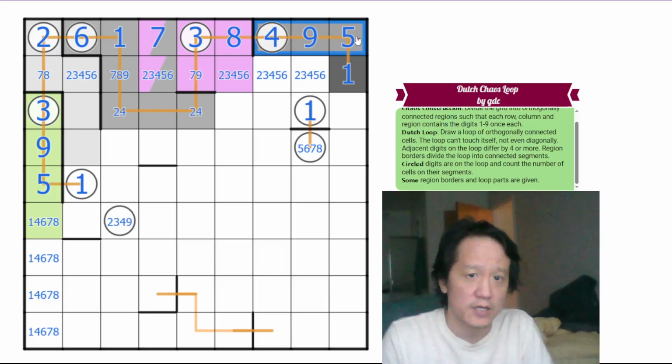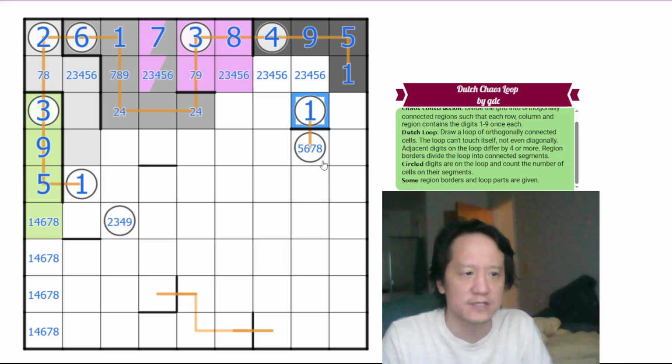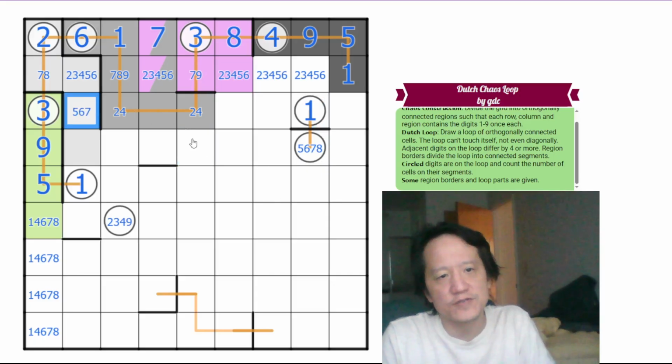So this is 4 cells here in this segment. We have another one that's a single cell, and then another one that's a single cell. That's interesting. Rest of row 3 is 5 through 9.